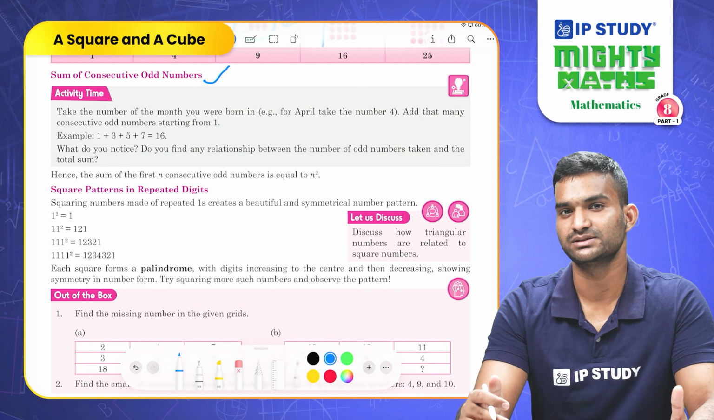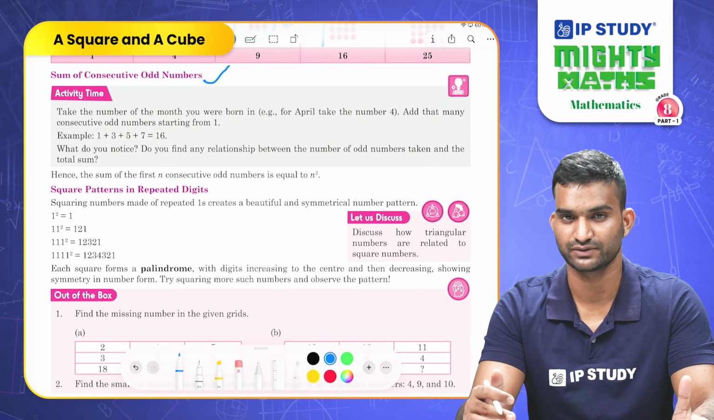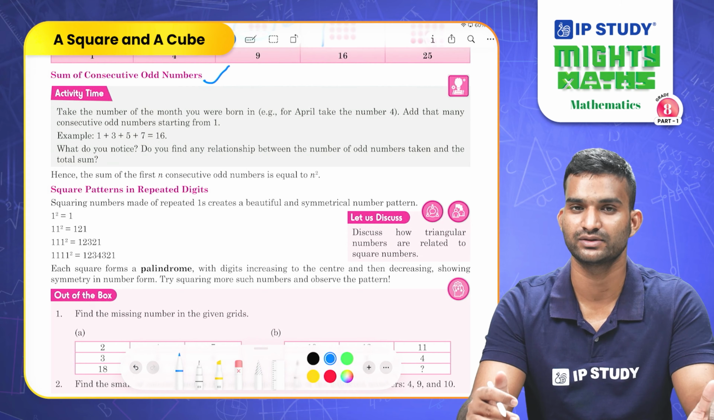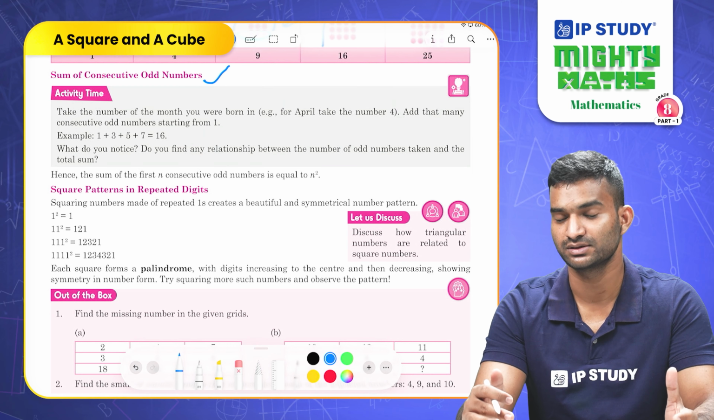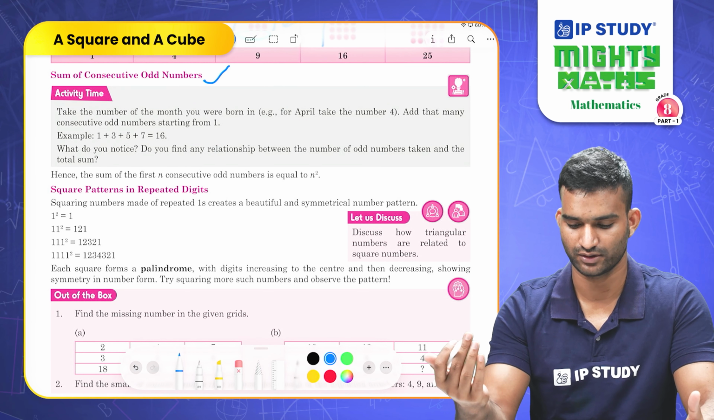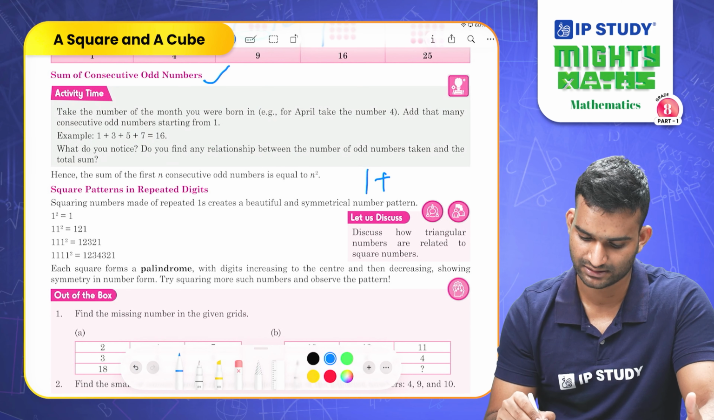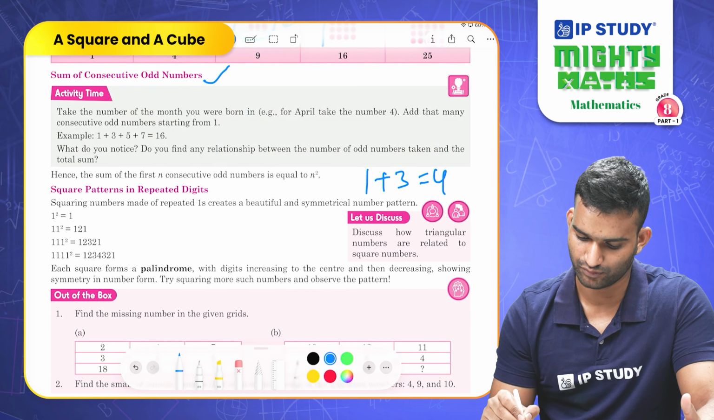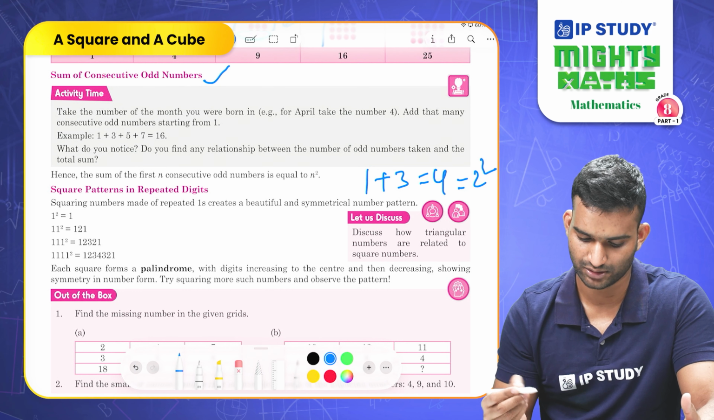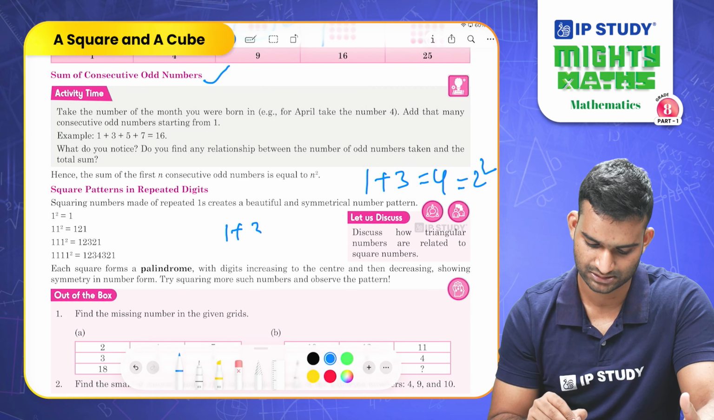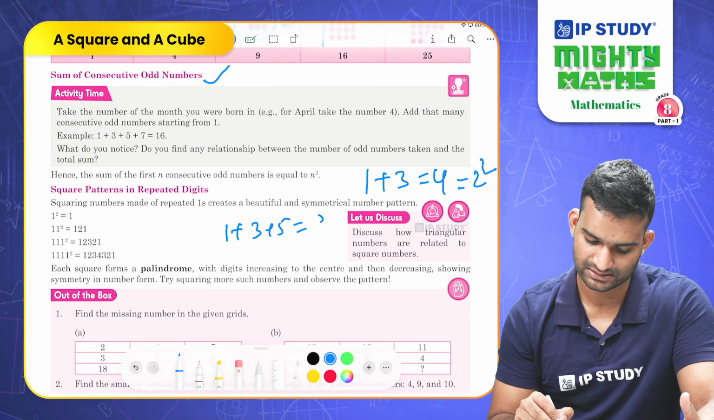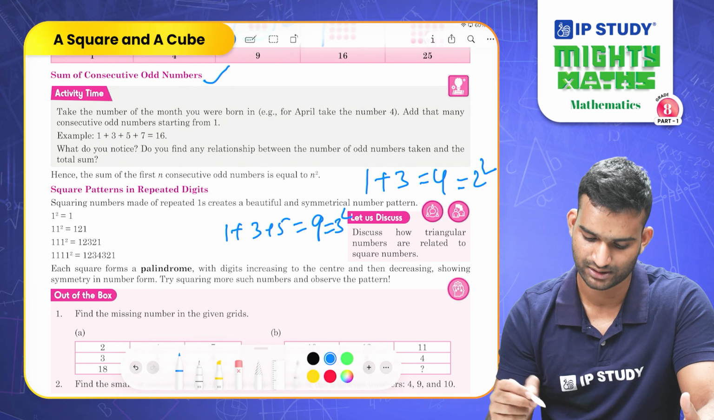So square numbers have a very special relation with odd numbers. Whenever we add consecutive odd numbers, we get a square number. For example, if we add 1 and 3, we get 4, which is 2 squared. Now if we add 1 plus 3 plus 5, this is 9. This is the same as 3 squared.